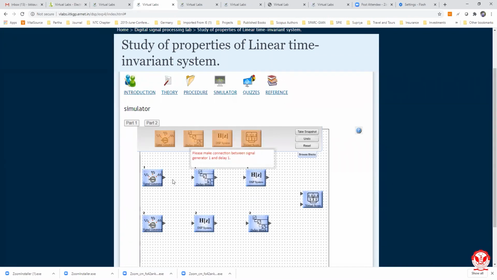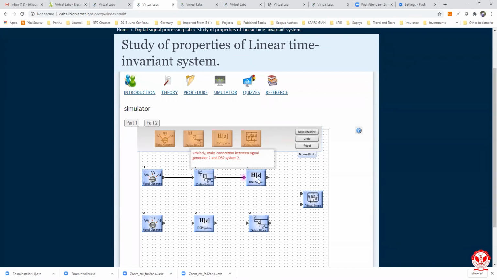So we are taking the sinusoidal signal here. We are delaying here. After the delay, the delayed version of the input is passed through the DSP system, and it is observed finally on the virtual scope. So interconnect this. Click here. Now signal generator and the delay block both are connected together. Next, we have to connect the delay block and the DSP system. So what we find, the both blocks are now connected. Delay block and the DSP system both are connected now.